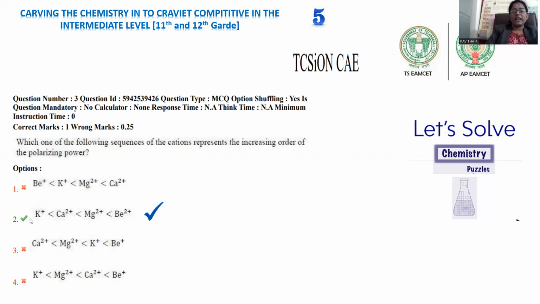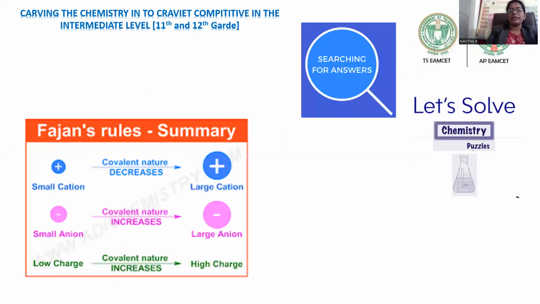So K+ is having larger size, obviously, and calcium within the same group, second main group, we can see calcium, magnesium, beryllium, size gradually decreases. That's why Be2+ being a teeny one, smaller one, has higher power to polarize. So the right order will be K+, Ca2+, Mg2+ and Be2+. This will be the right order. This is given in accordance with Fajan's rule, right? So let's explain Fajan's rule summary.